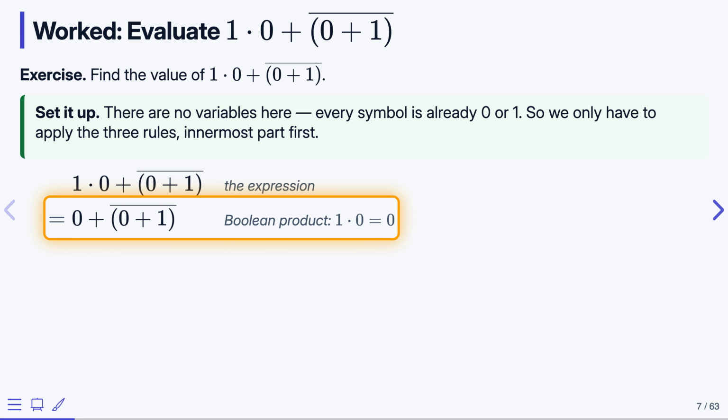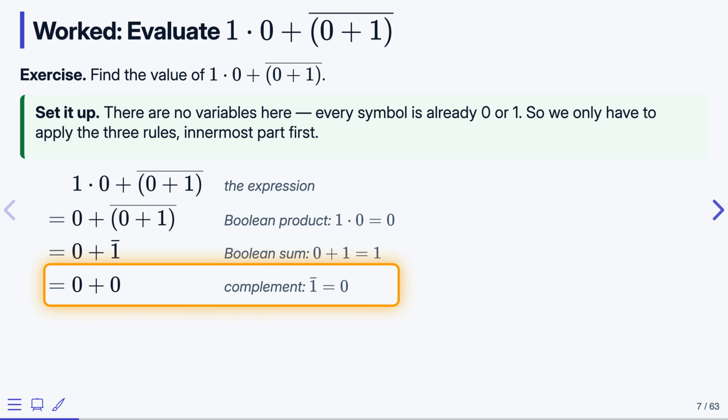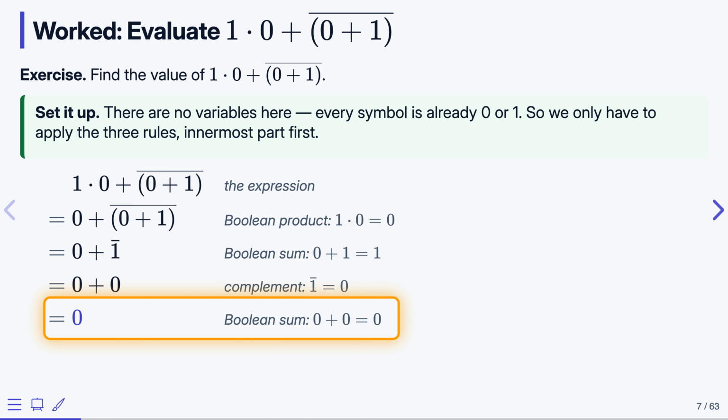Step 1. The first term is 1 times 0. The Boolean product needs both parts to be 1, and here one part is 0, so 1 times 0 is 0. Step 2. Now look under the bar. Inside the bar we have 0 plus 1. The Boolean sum gives 1 whenever either part is 1, so 0 plus 1 is 1. Step 3. Now take the bar of that 1. The complement flips it, so bar 1 is 0. Step 4. We are left with 0 plus 0, and that is 0. The answer is 0.